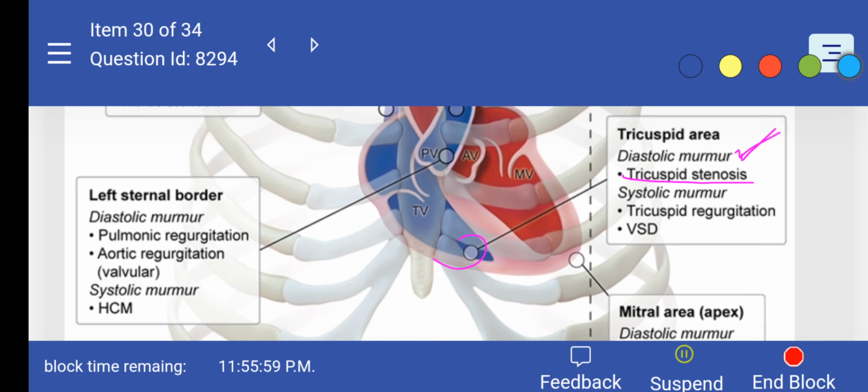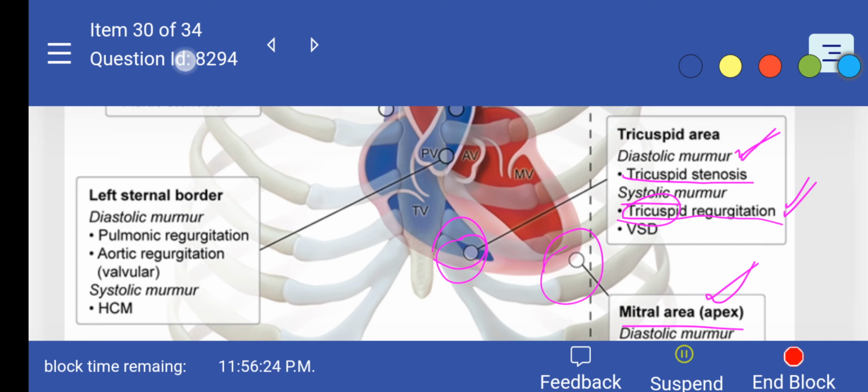If there is regurgitation, that would produce what? Systolic murmur in case of tricuspid or mitral valve. This is the location of the tricuspid valve, and this is the location of the mitral heart sounds. This is called the mitral area, and it is located at the apex of the heart.